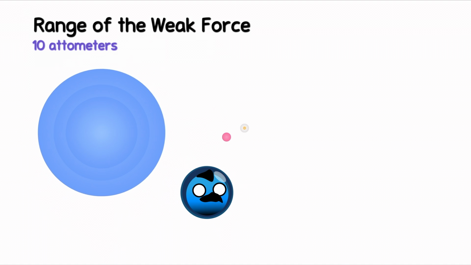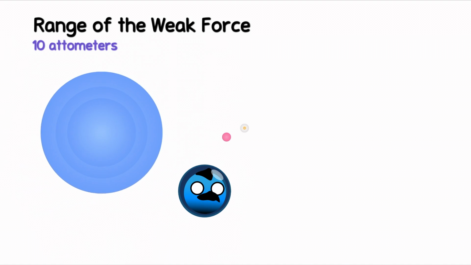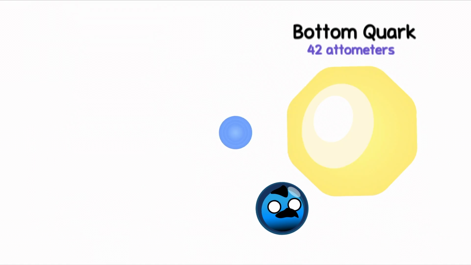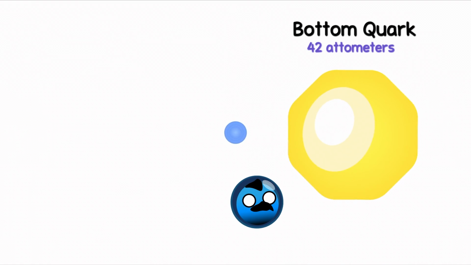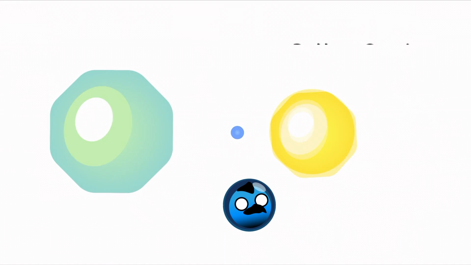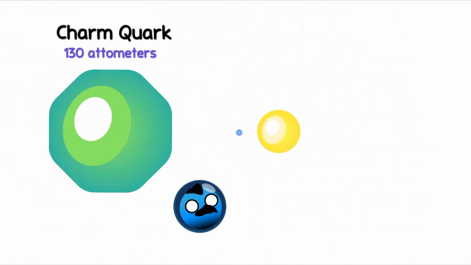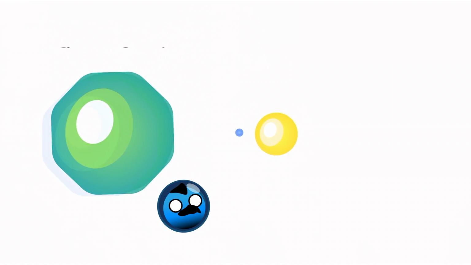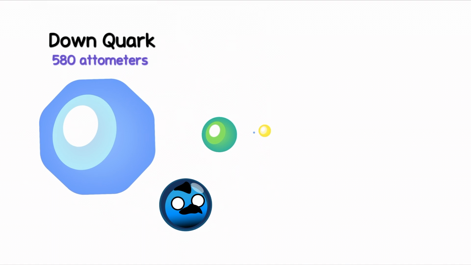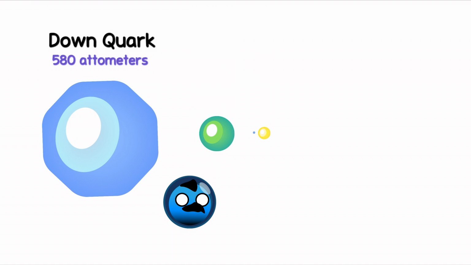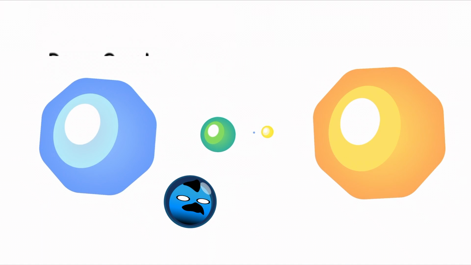Range of the weak force, 10 atometers, short-range nuclear force binding protons and neutrons. Bottom quark, 42 atometers, a fundamental particle in physics, part of the quark family. Charm quark, 130 atometers, tiny particle with unique properties in the subatomic world. Down quark, 580 atometers, a fundamental particle, one of the building blocks of protons and neutrons.